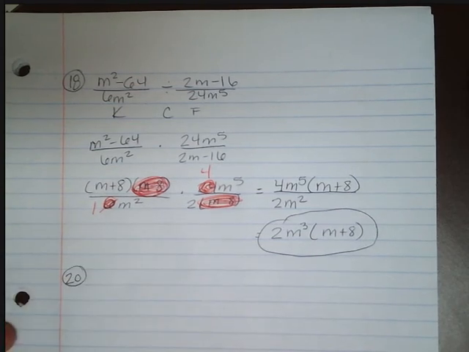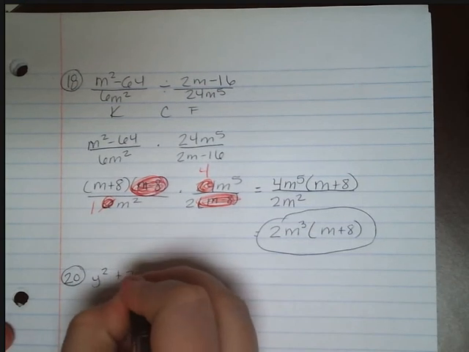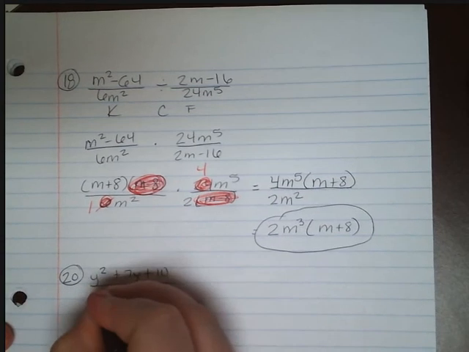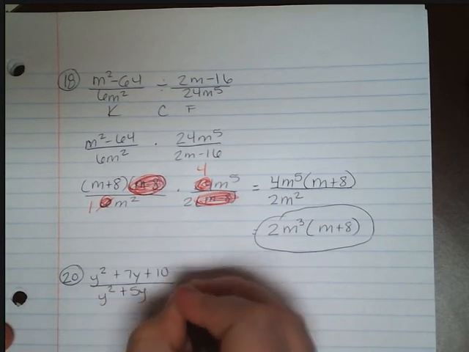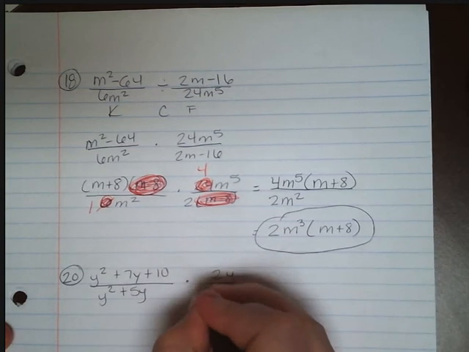Problem number 20. Y squared plus 7y plus 10 divided by y squared plus 5y times 2y divided by y squared minus 4.